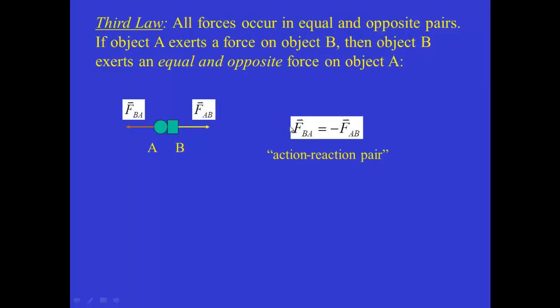So if we were to write down a relationship between them mathematically, we would say that the force of B on A is minus the force of A on B. They're minus because they're in opposite directions, but they're equal because their magnitudes are the same.